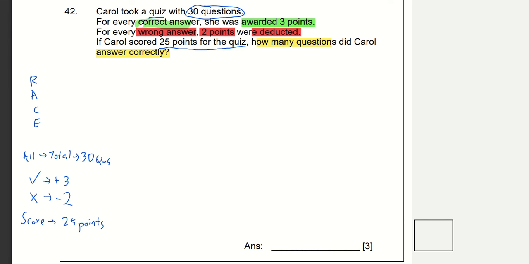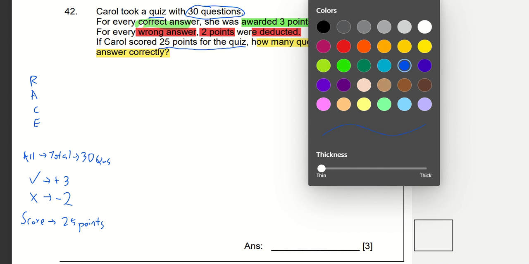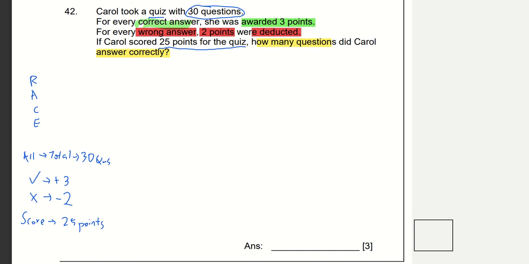Okay, so if you look at this question and you consider the information that's given to you in the annotations, you ask yourself, okay, you have 30 questions in total. Do you know how many correct answers there are? No, so this was the question mark. Do you know how many wrong answers? Also no, but you've got the score. So it just seems like, okay, you have 2 key pieces of information that are missing.